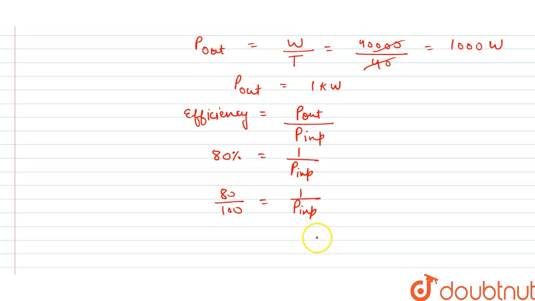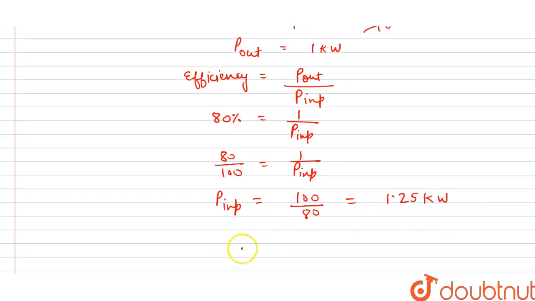So input power will be equal to 100 upon 80. So this will be equal to 1.25 kilowatt. So we can say that power input will be equal to 1.25 kilowatt.